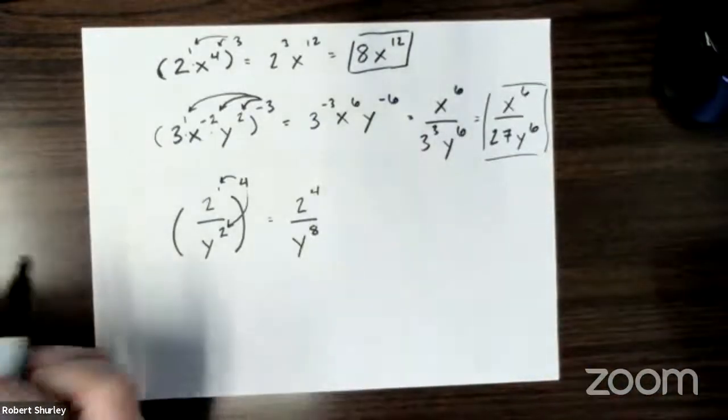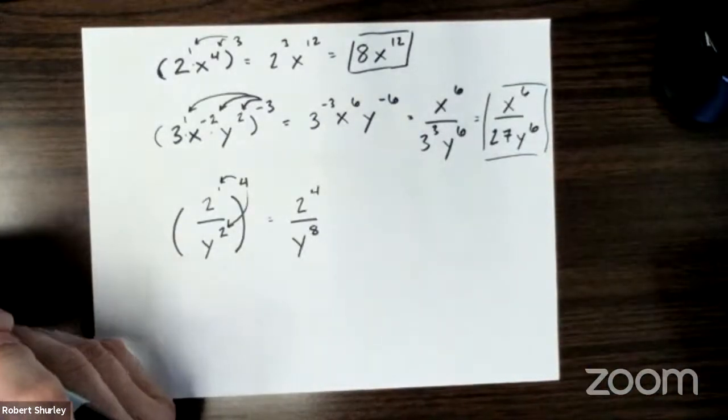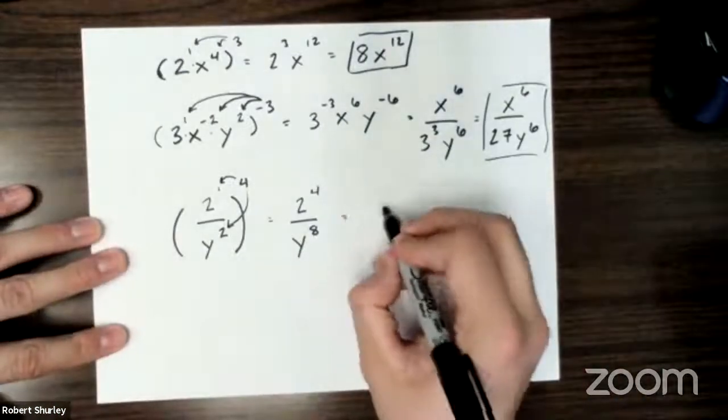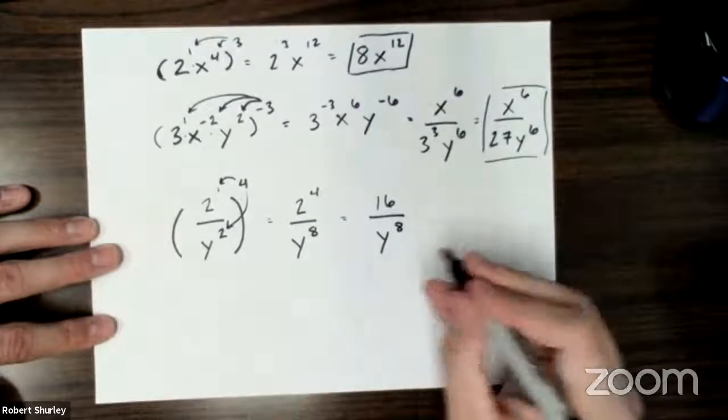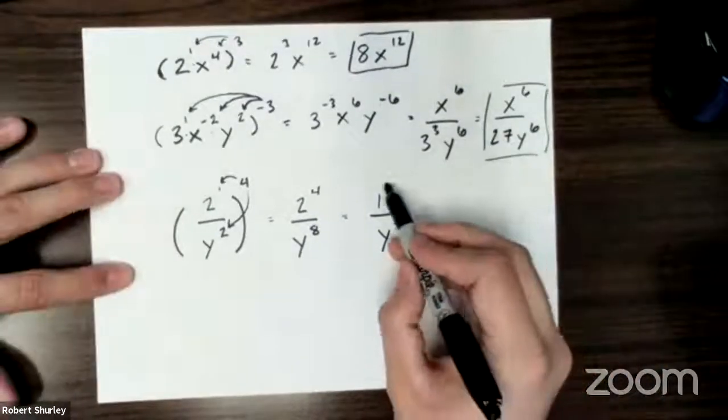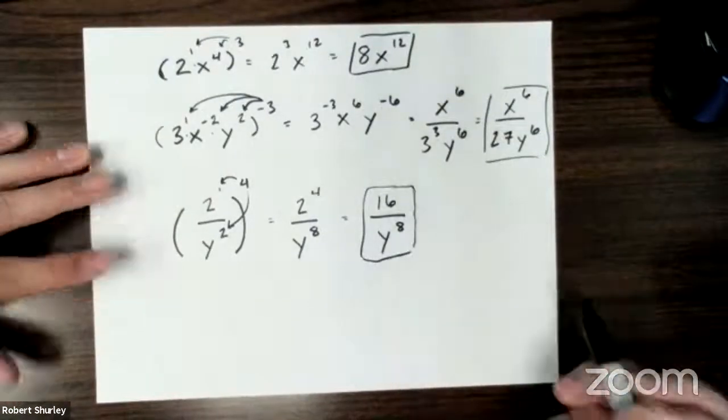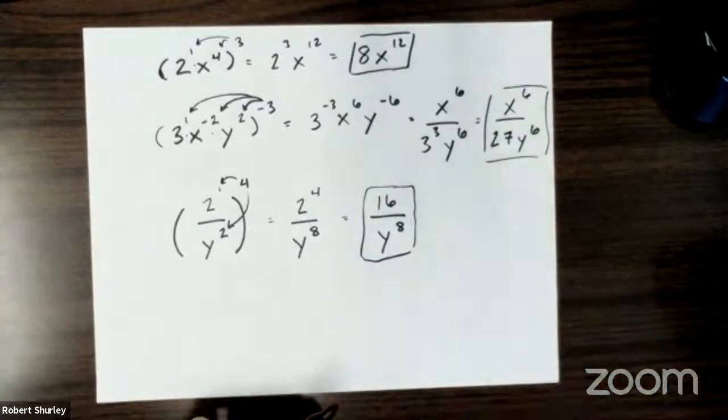And 2 to the 4th. Okay, let's do this. 2 times 2 is 4. Times 2 is 8. Times 2 is 16. So we wind up with 16 over y to the 8th. No negative exponents, right? We're good. No repeating bases. We're good there. And we're done. Okay.